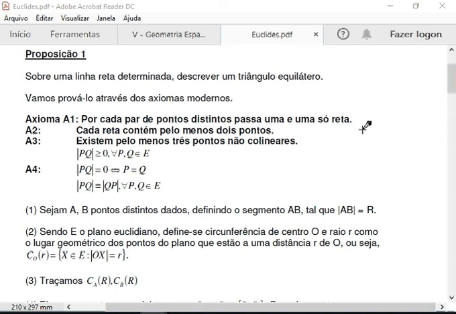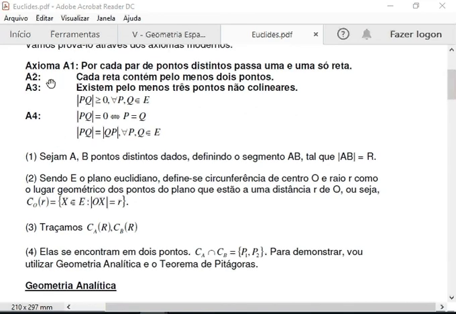Buenas noches! Our subject tonight is analytical geometry without linear algebra. Let's begin with baby Euclidean algebra. Proposition 1. On the plane over a straight line, describe an equilateral triangle.